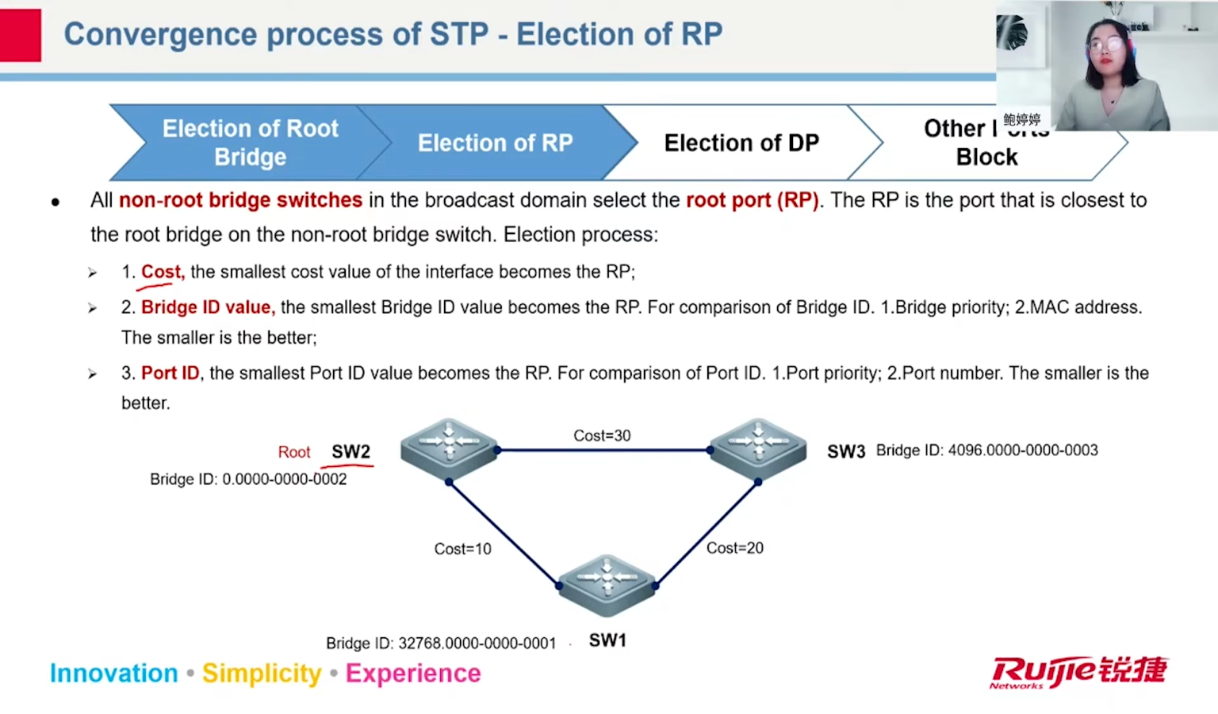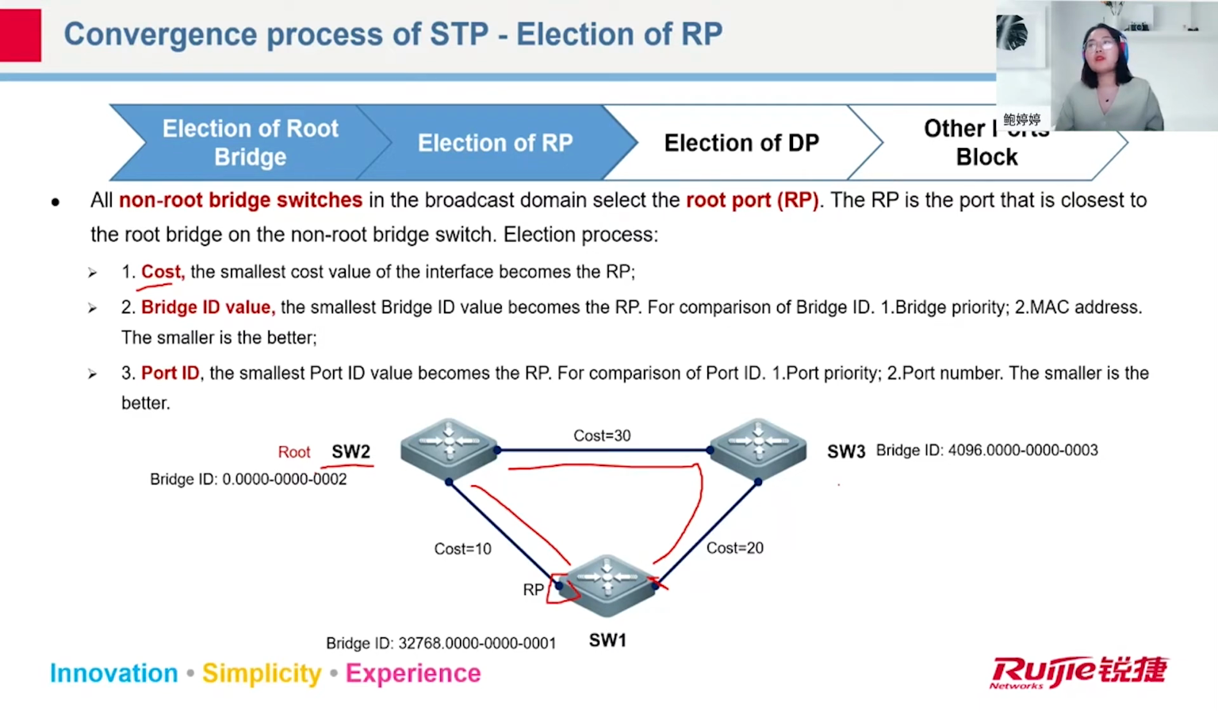First, let's look at switch 1. Switch 1 has two interfaces, right? On these two interfaces, we have to select one port to become the RP, the left one or the right one. We compare the cost value first. The left one has a cost value of 10, but the right one has a cost value of 50. So finally, the left one will become the RP.